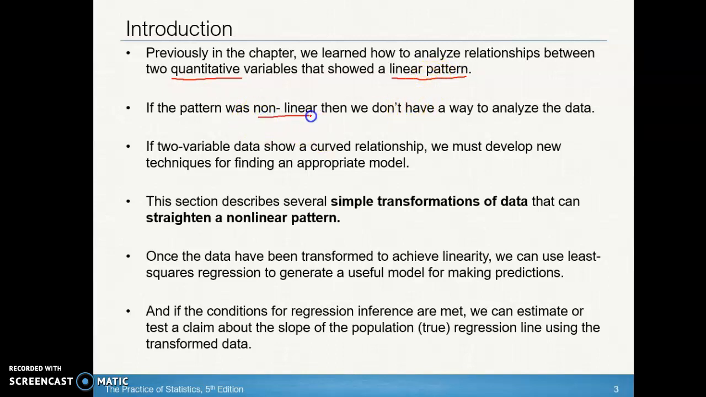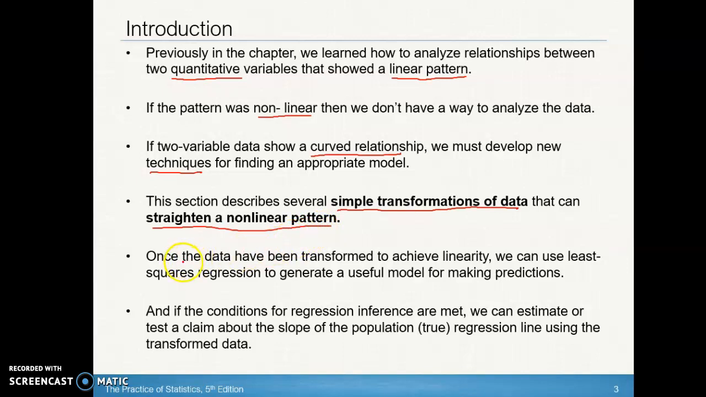If the pattern is nonlinear, then in statistics, we don't have a way to analyze the data. So if when we graph the data, we notice that there's a curved relationship, we have to develop some sort of new technique in order to find an appropriate linear model. So what this section does is talk about how we can transform the data. So we will take data that is curved and make it straight into a linear pattern. So it takes a nonlinear pattern and makes it straight.